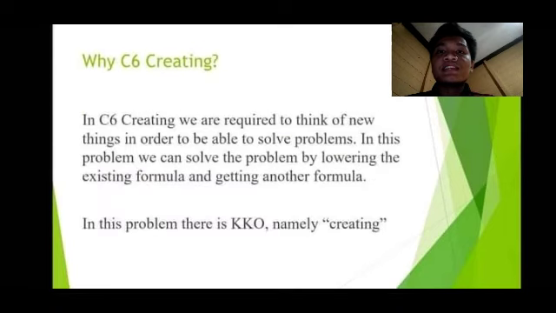Next, why C6 creating? In C6 creating, we are required to think of new things in order to be able to solve the problem. In this problem, we can solve the problem by deriving from the existing formula and getting another formula. In this problem, there is also a KKO, namely create.